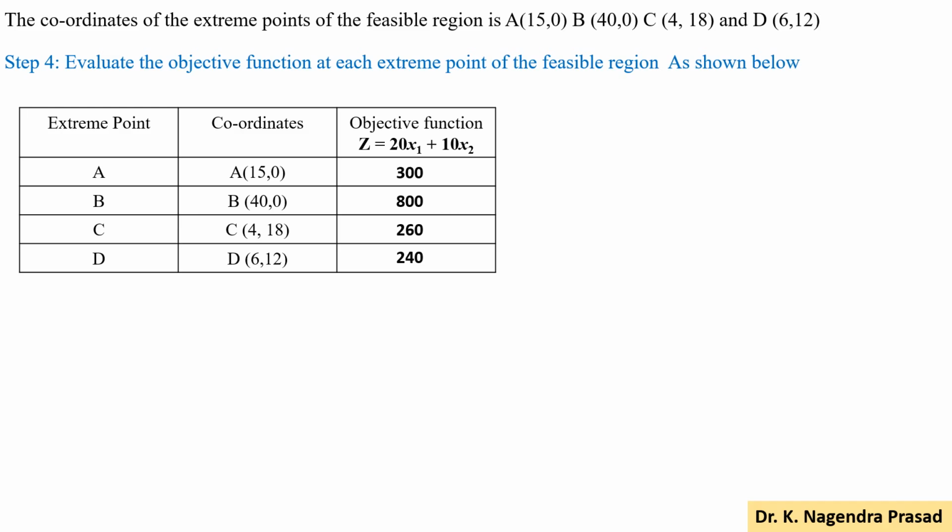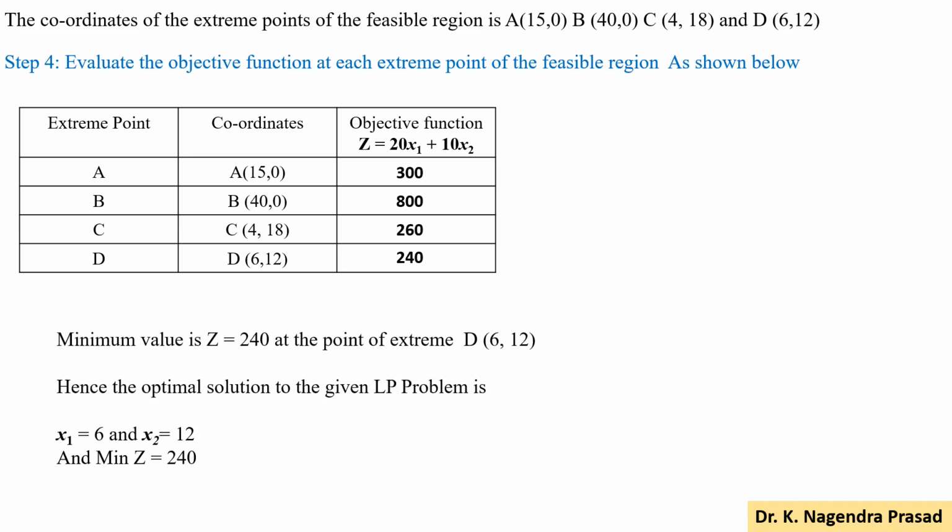So among all the values, the minimum value is z equal to 240 at the extreme point 6, 12. So hence the optimal solution to the linear programming problem is x1 equal to 6 and x2 equal to 12, and minimum z equal to 240. And this is the solution, and thank you.